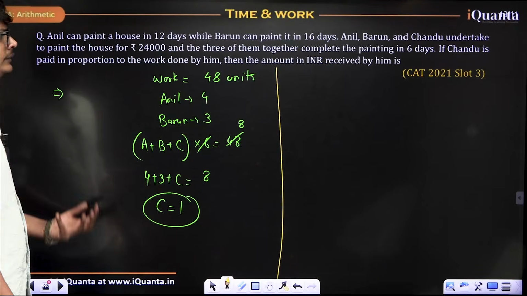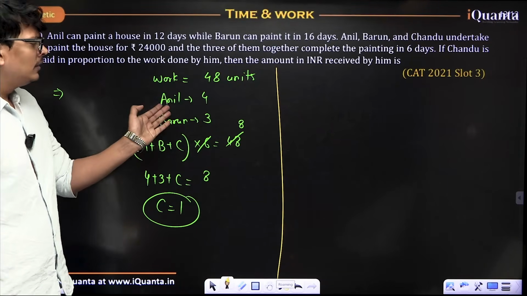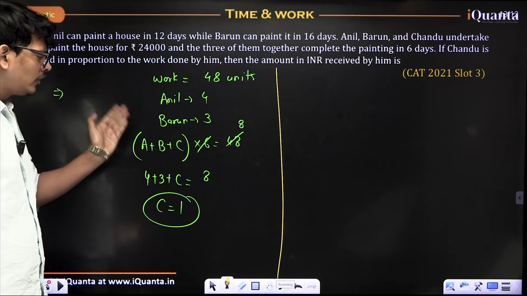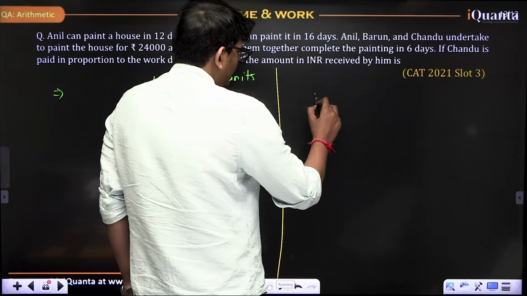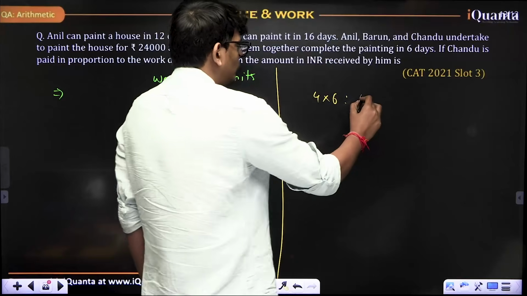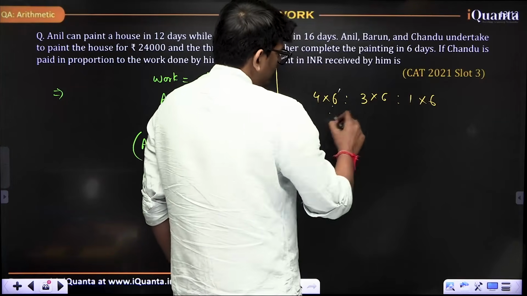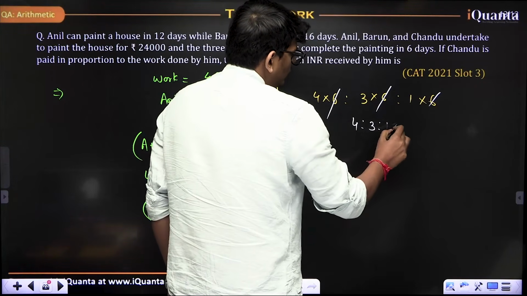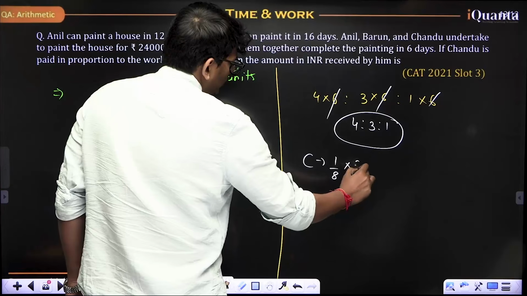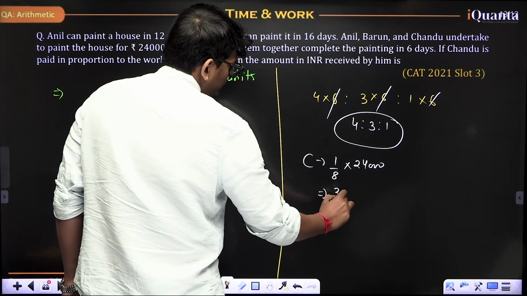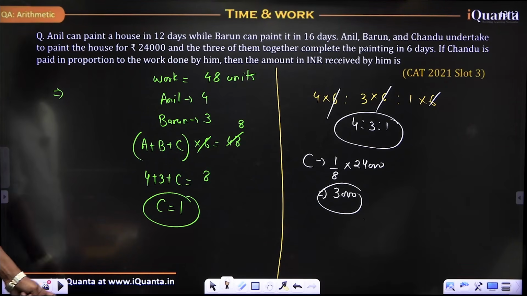Okay. Now, if Chandu is paid in proportion to the work done by him, so if you can see, efficiency of work of Anil is 4, Varun is 3 and Chandu is 1, and all these people are doing work for 6 days. So you can say the ratio of work done by Anil is this, Varun is this, and Chandu is this. And 6 got cancelled out. So ratio of work will be 4 is to 3 is to 1. So Chandu's share will be 1 by 8 of 24,000. That is 3,000. Easy question on money, which is involved in time and work. Next, guys.